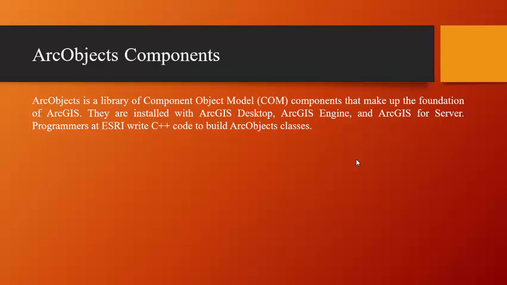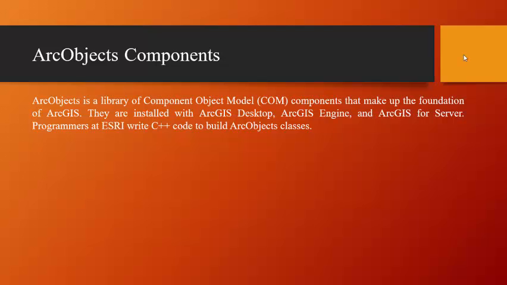As a developer of ArcGIS applications, we have to work with ArcObjects. Let's start with the definition of ArcObjects. ArcObjects is a library of components that make up the foundation of ArcGIS. They are installed with ArcGIS Desktop, Engine, and Server. Programmers at Esri write C++ code to build ArcObjects classes. Let us tell you about ArcObjects in more detail.